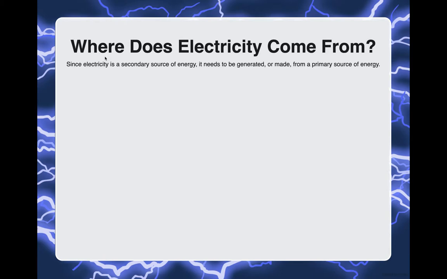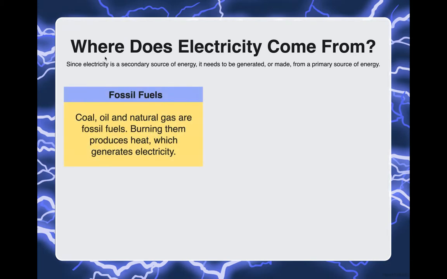But where does this electricity come from? Since electricity is a secondary source of energy, it needs to be generated or made. Remember, generated means to be made from a primary source of energy. So, what were the primary sources of energy? Go ahead and take a look at your notes or rewind the video. Remember, primary sources of energy are natural gas, wind power, solar power, coal, and oil. Those are your primary sources of energy. But electricity is a secondary source that needs to be made from one of the primary sources of energy.